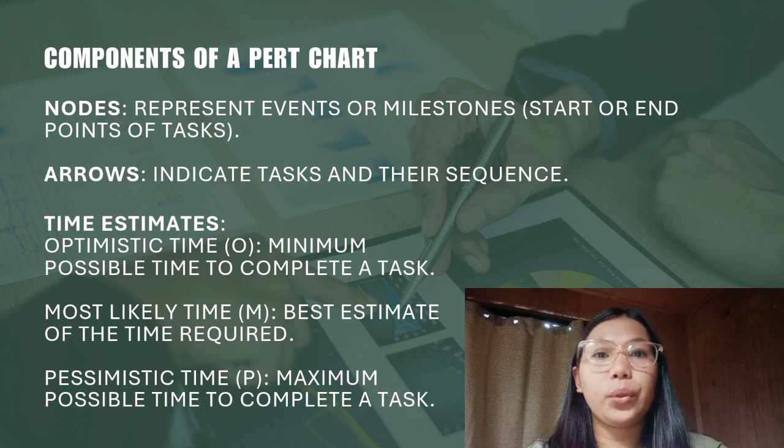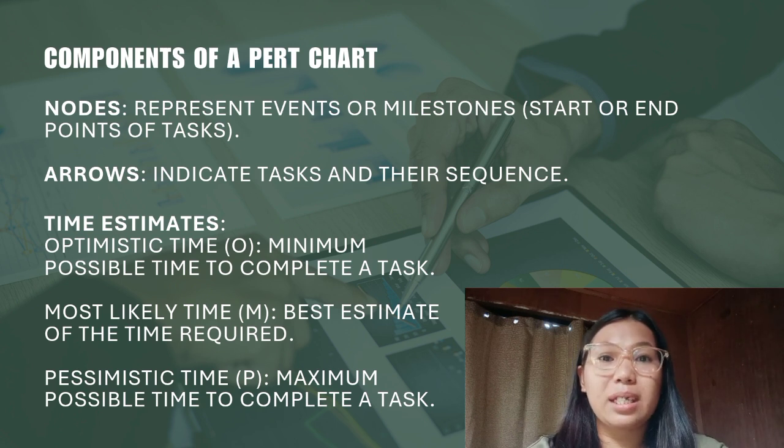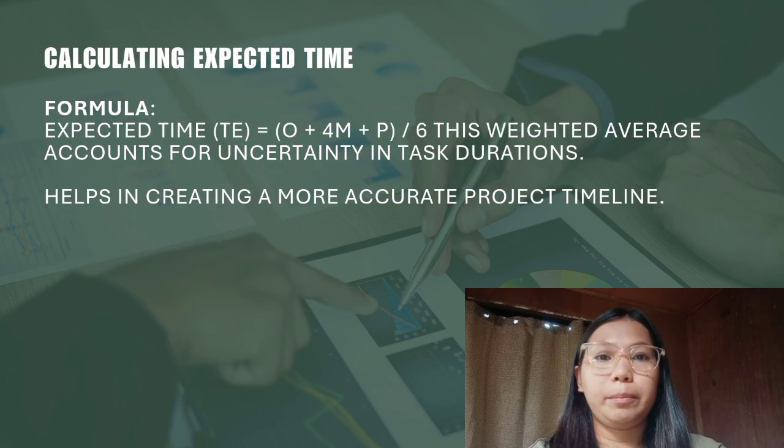Now we also have the time estimates. We have three to exactly know how long a task will take. First, the optimistic time or the O is the minimum possible time to complete a task. If everything goes perfectly, this is the fastest that task could be done. Next, we have the most likely time or the M. This is the best estimate of the time required, the best guess based on experience. Now, we also have the pessimistic time or the P, the maximum possible time to complete a task. If there are delays or problems, this would be the longest the task would take.